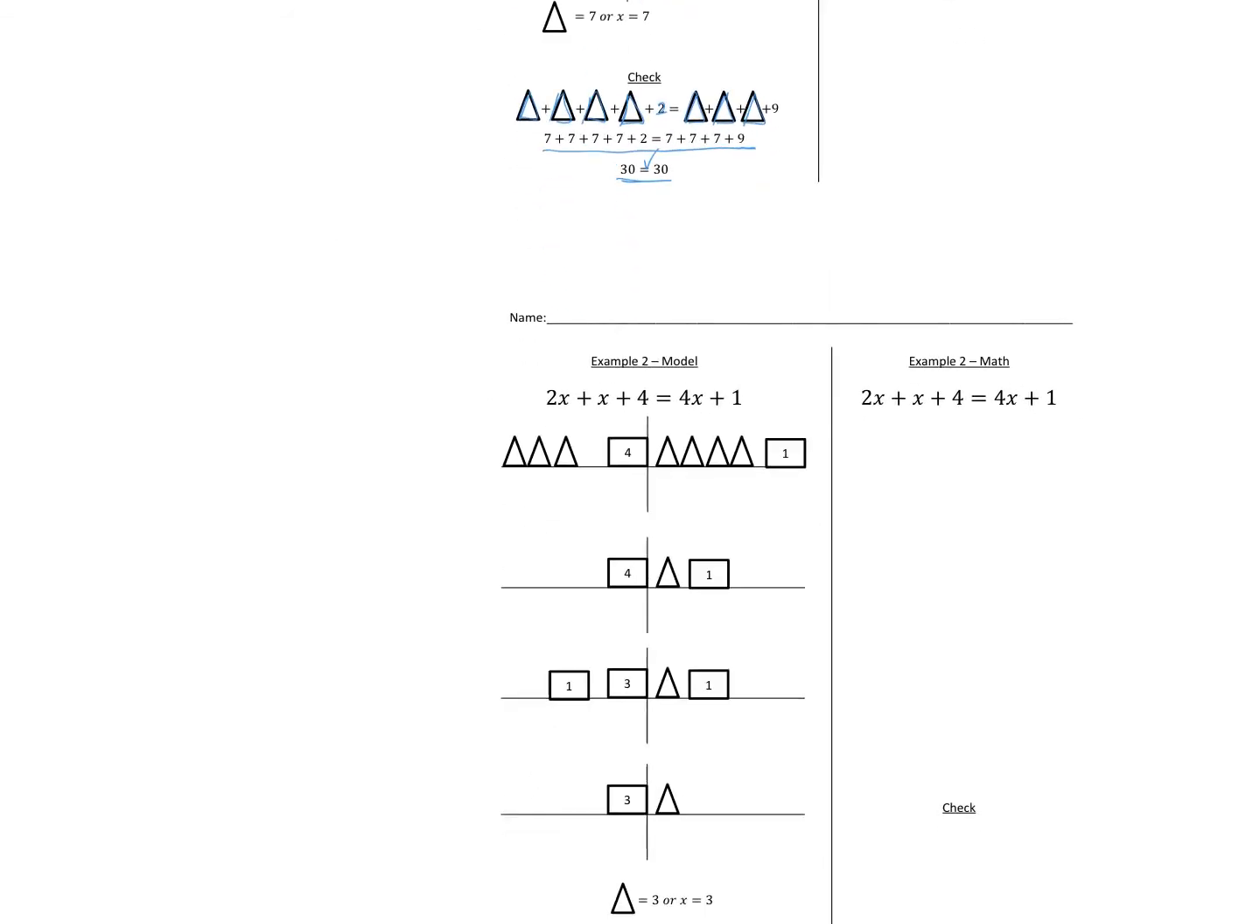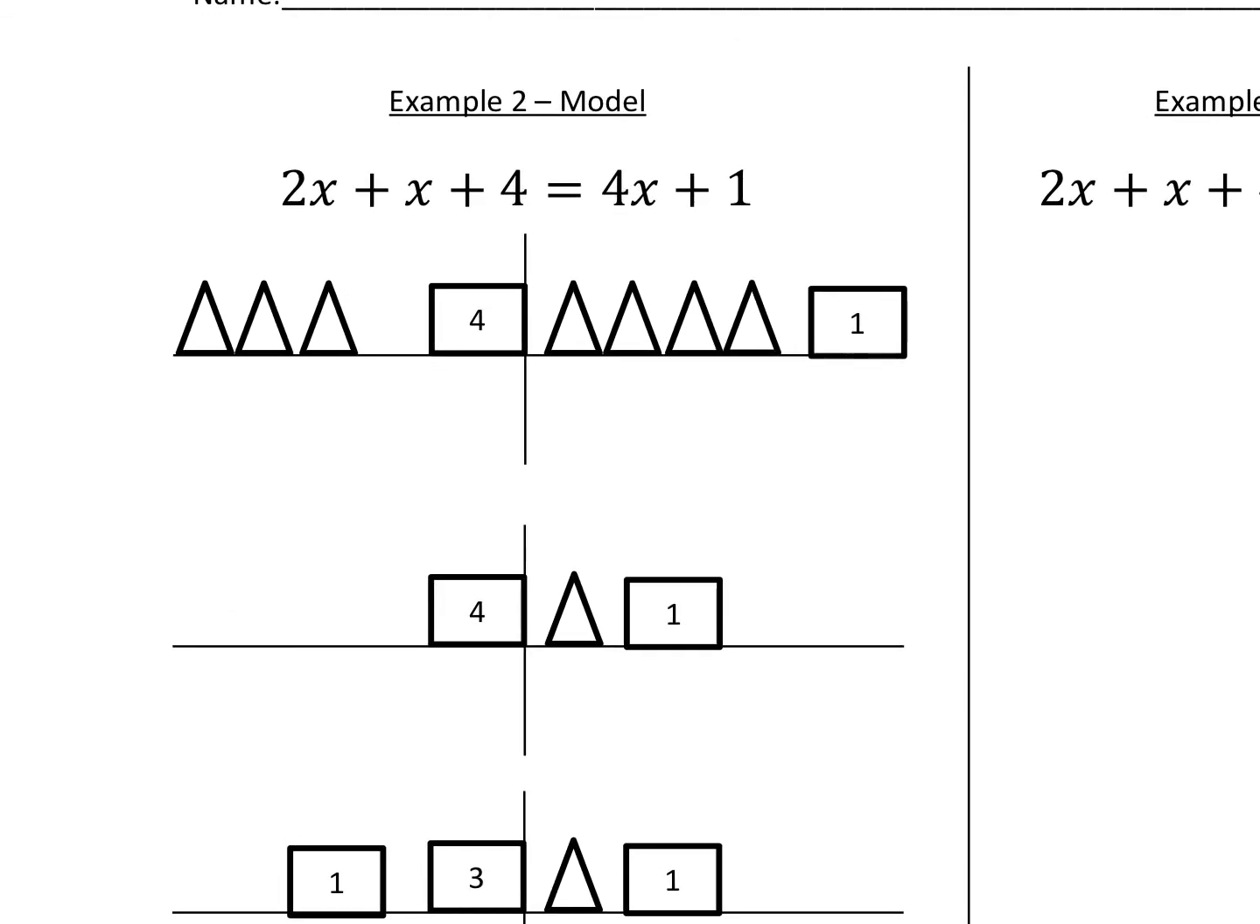All right, so let's take a look at the next page. So this time, I have 2x plus x plus 4 on the left. And then on the right, I have 4x plus 1. So when I represent that visually, I'm going to have 2 pawns to represent the 2x, another pawn to represent the single x, and a 4 for the number 4. And then on the right side, I'm going to have 4 pawns to represent the 4x and a 1 to represent the 1.